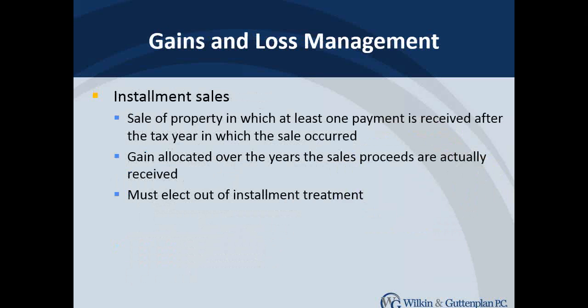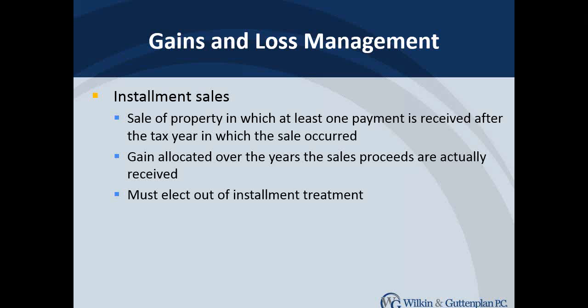And installment sales. So this is a situation when you sell a property in year one, except the proceeds are not received all in year one. They're spread over the life of the sale terms. And so in the simplest example I could give you, you have a gain of $100,000, and half of the proceeds are received in 2016 and half of the proceeds are received in 2017. The gain is actually going to be split 50-50 based on the year it's actually received.